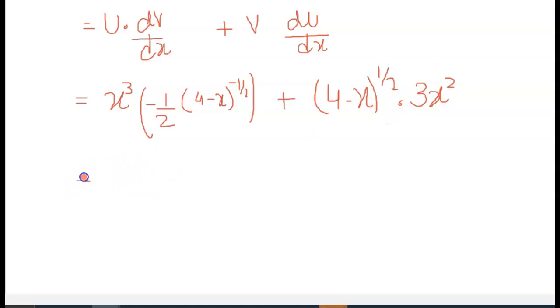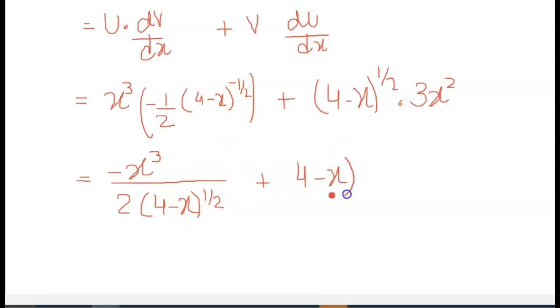Now according to the law of indices, the whole thing I'm multiplying, so I can write minus x cubed, because those I can multiply. This (4 minus x) to the power minus half, the 2 is already there, I can take it to the bottom and call it positive half, because when you move from the top to the bottom, the power sign changes. Plus that is 4 minus x, and this is a half, and then 3x squared, done.